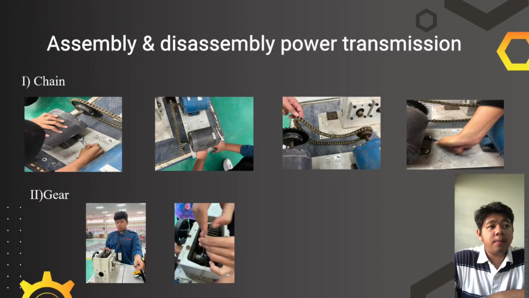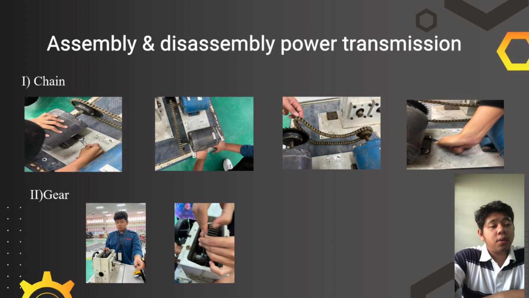Assemble and disassemble power transmission for chain. Step 1. Using a ring spanner, remove the 4 pieces of bolts that hold the chain drive. The tool we use is a ring spanner. Step 2. When all 4 bolts are open, slightly move the chain drive to loosen the chain. Number 3. Replace the chain with a new one. And lastly, after replacing the chain, reinsert the bolts and tighten with a ring spanner.